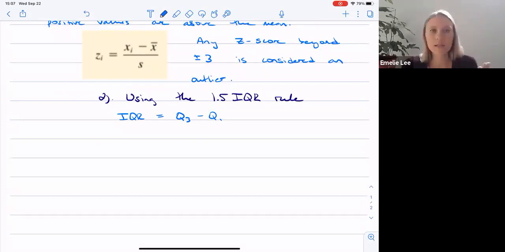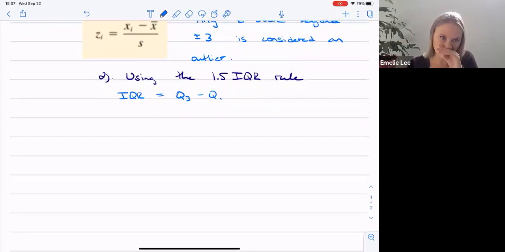So Q1 is the point that separates the lowest 25% of your data from your highest 75% of your data. And then Q3 separates the lowest 75% of your data from the highest 25%. So it's considering the distance across the middle 50% of your data. So the interquartile range is going to be Q3 minus Q1. You can find those by hand, but I would recommend just using software.